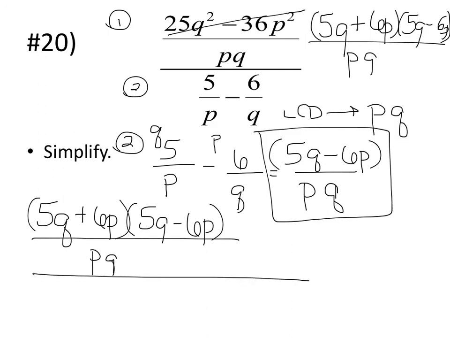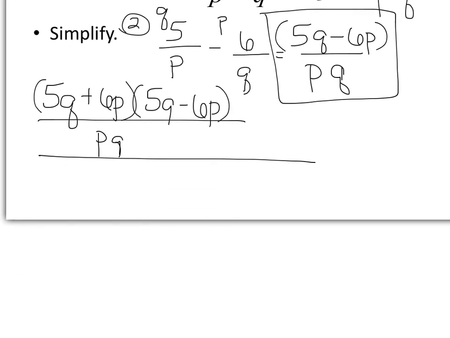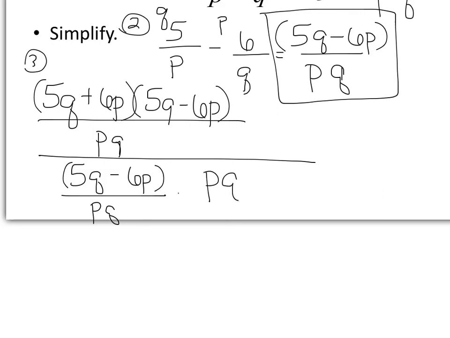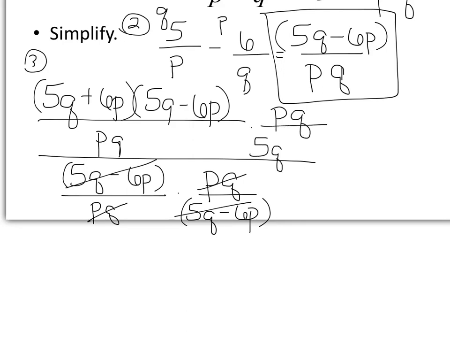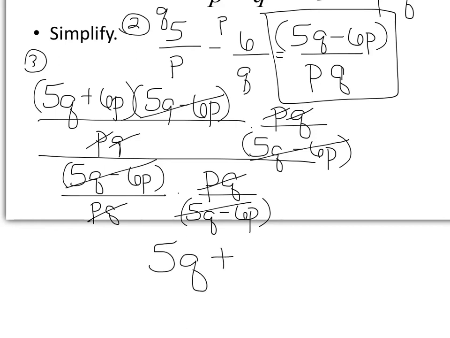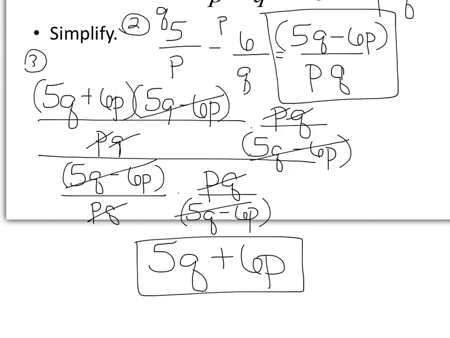And this is all over 5q minus 6p over pq. And that's step 3, rewriting it as a new complex fraction. Multiply by the reciprocal of the denominator. These cancel, and then do the same thing to the numerator. And you'll notice the p's cancel, the q's cancel, the 5q minus 6p cancels, and you're just left with 5q plus 6p. And that's your final answer.